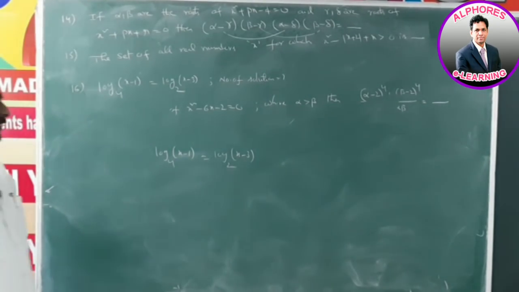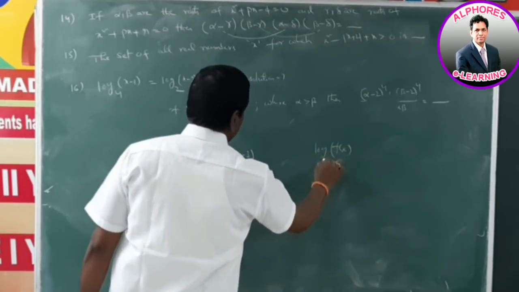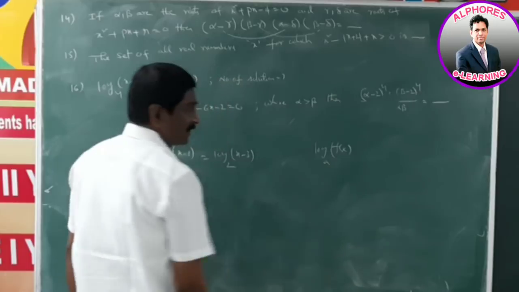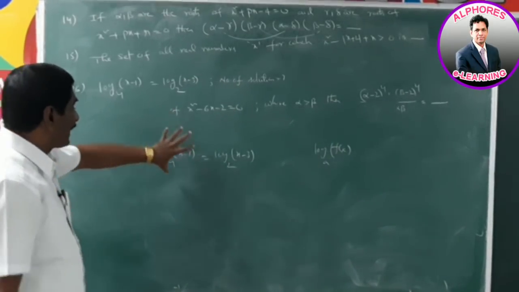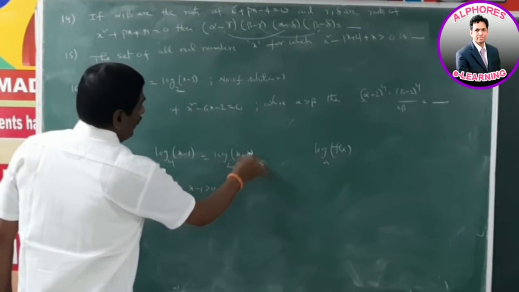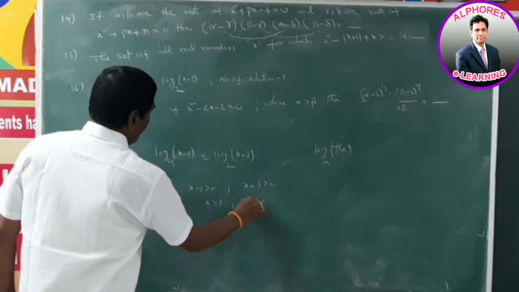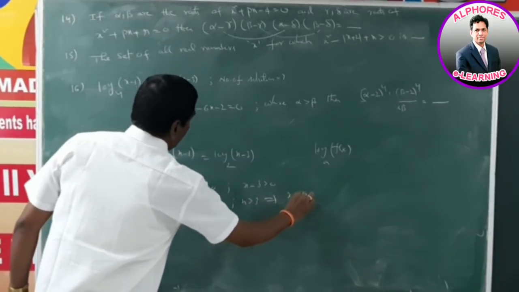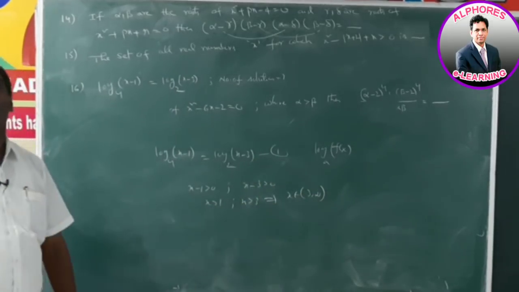Generally, log of f(x) base a is defined only when a is greater than 0, a not equal to 1, and f(x) is greater than 0. First, this LHS is defined when x minus 1 is greater than 0. This RHS is defined when x minus 3 is greater than 0. That means x greater than 1 and x greater than 3. Finally, x belongs to (3, infinity). The given equation is defined only when x belongs to (3, infinity).